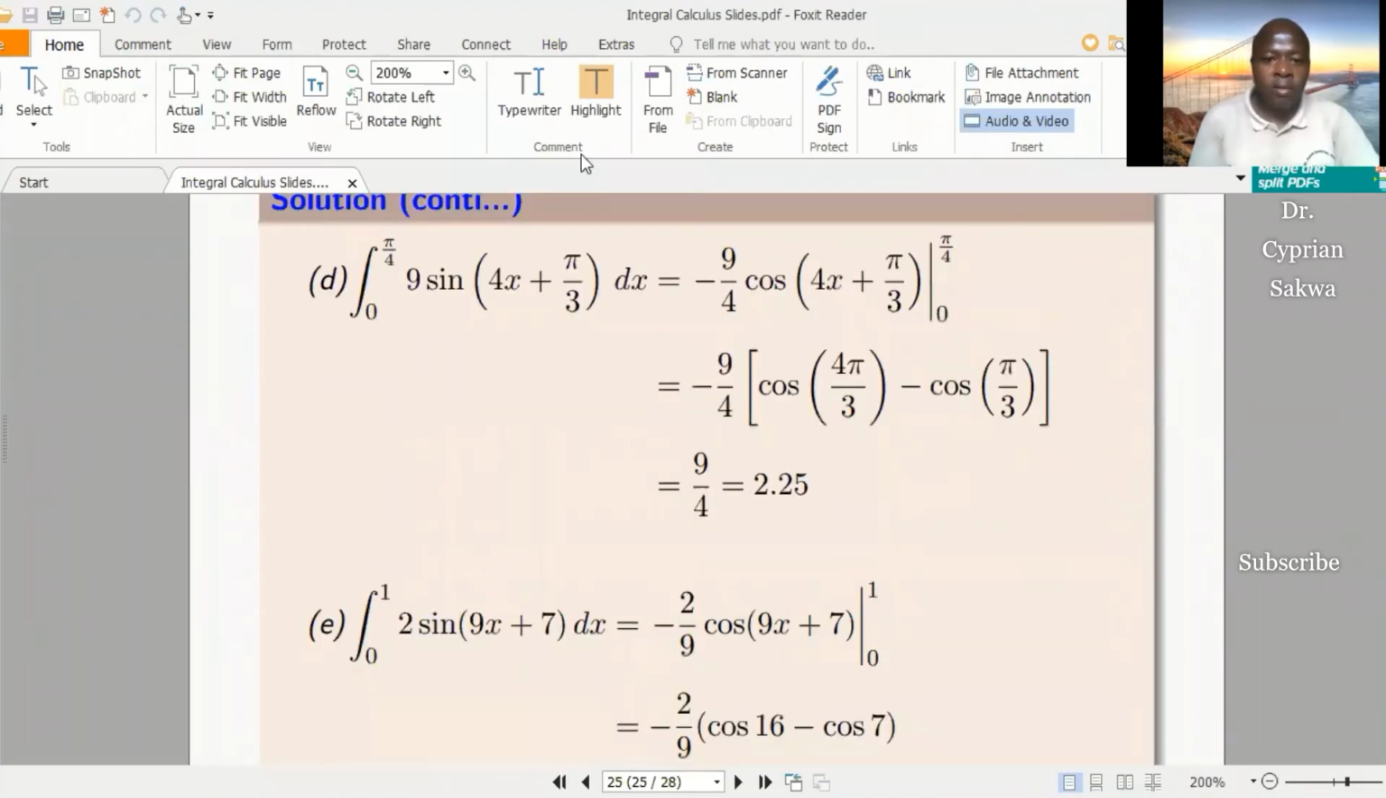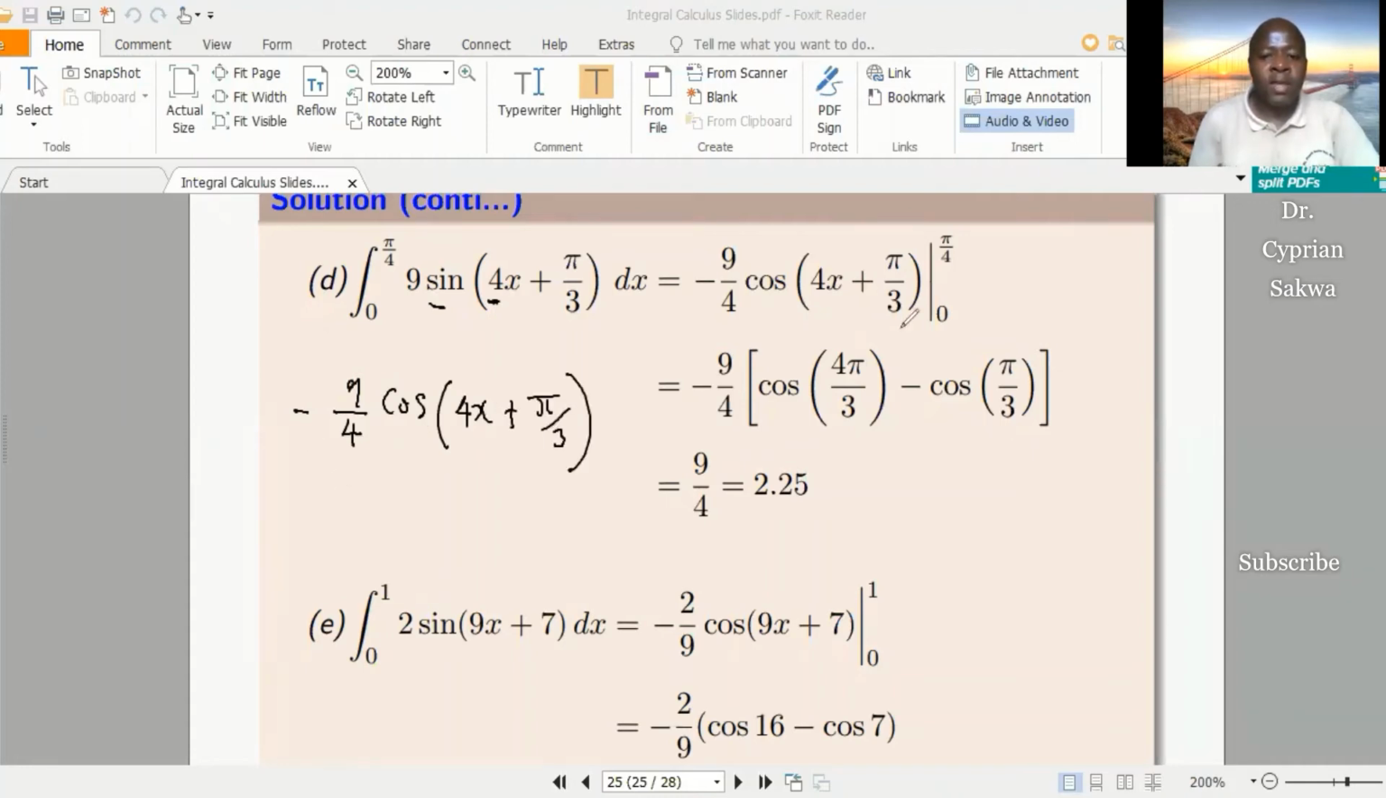Now again, I go back to these other examples. They are just to make you familiar with this type of question. I want to integrate this. I can see the coefficient of x is 4, so that my integral will be 9 out of 4. And the integral of sine, of course, is a negative cos. And then I just put 4x plus pi out of 3.